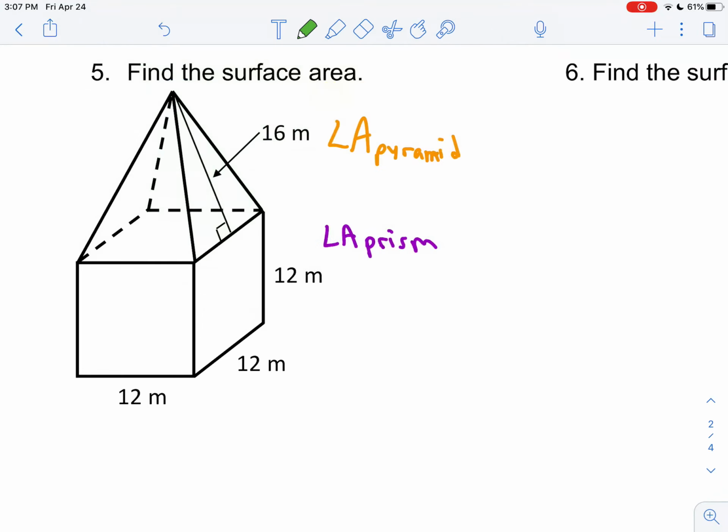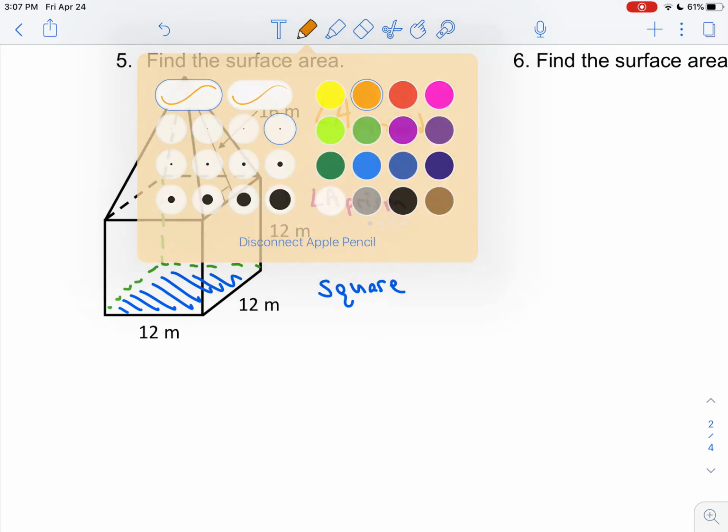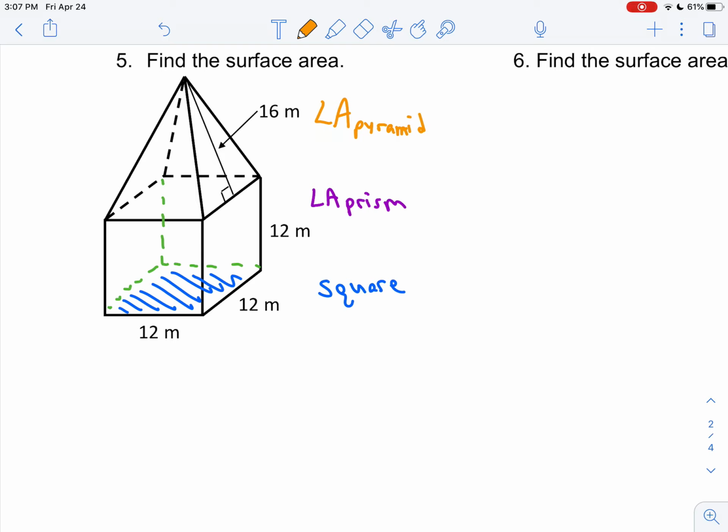And then you don't see it right now, but you will very soon. I guess we'll go blue. There is 1 square base. So that's how I'm going to do it. It's not the only way to do this problem, but that's the way that my brain likes to see it. So let's go to your formula sheet.